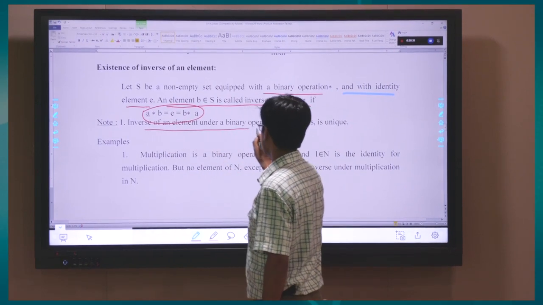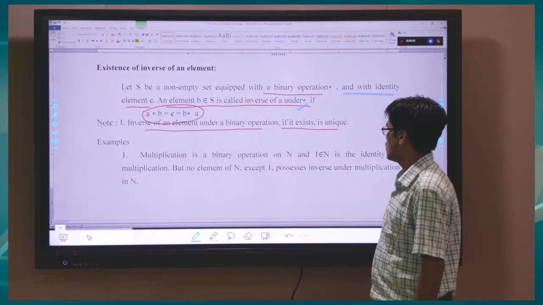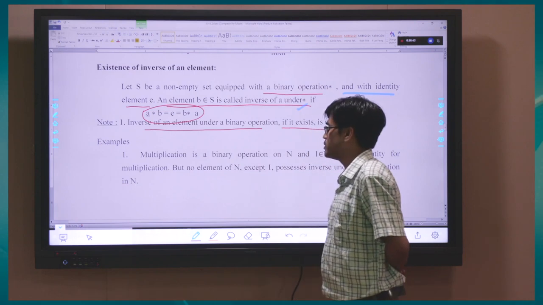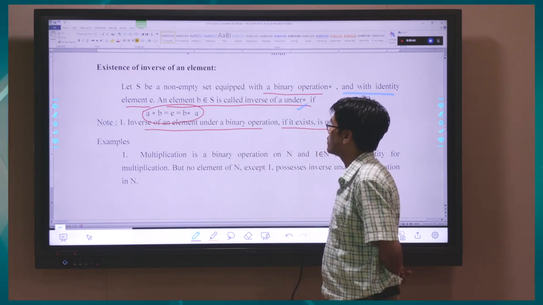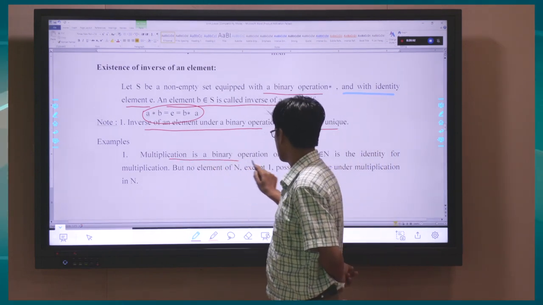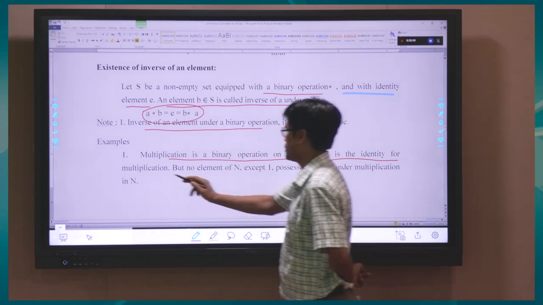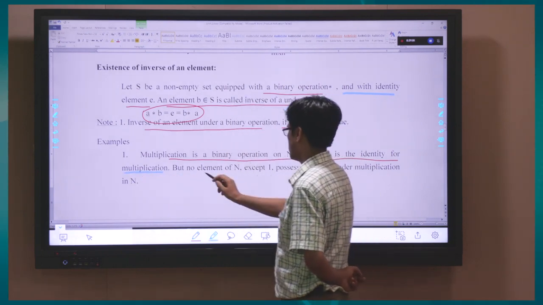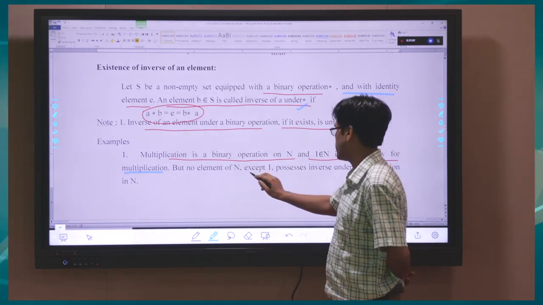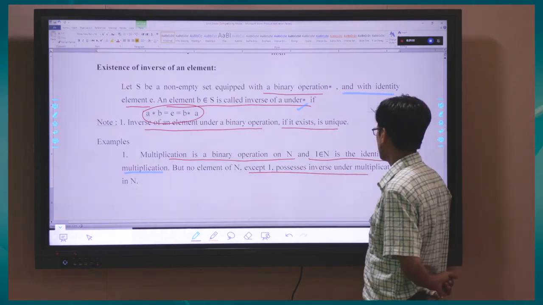The inverse of an element under a binary operation, if it exists, is unique. So there is only one inverse element. Now we discuss examples of an inverse element of a binary operation. We know that multiplication is a binary operation on N, and 1 belonging to N is the identity element for multiplication, but no element of N except 1 possesses an inverse under multiplication on N.